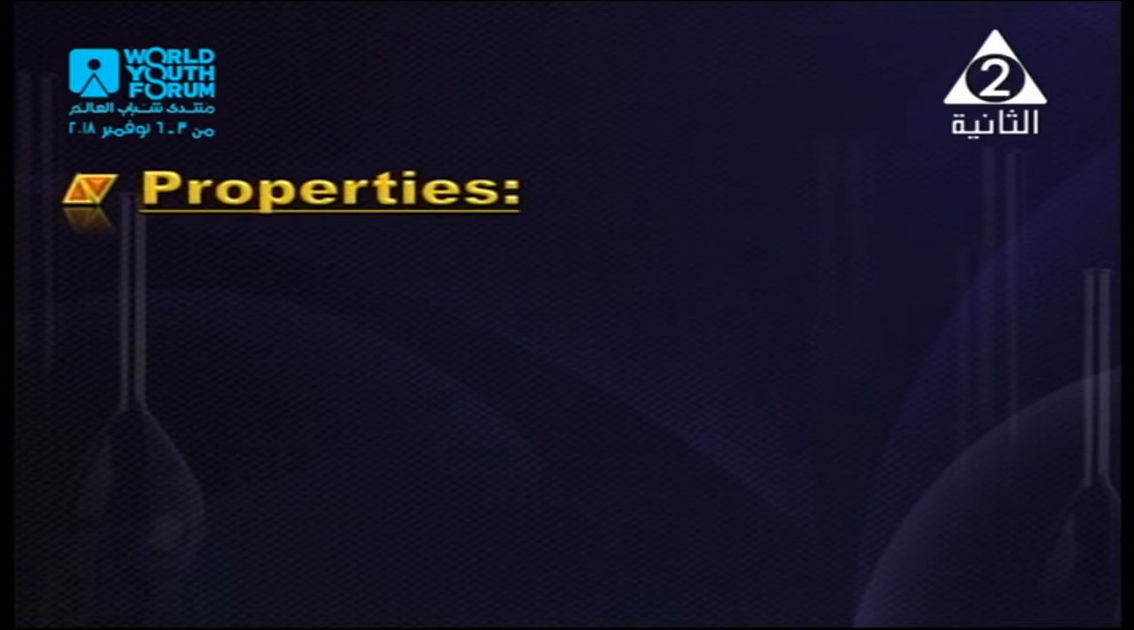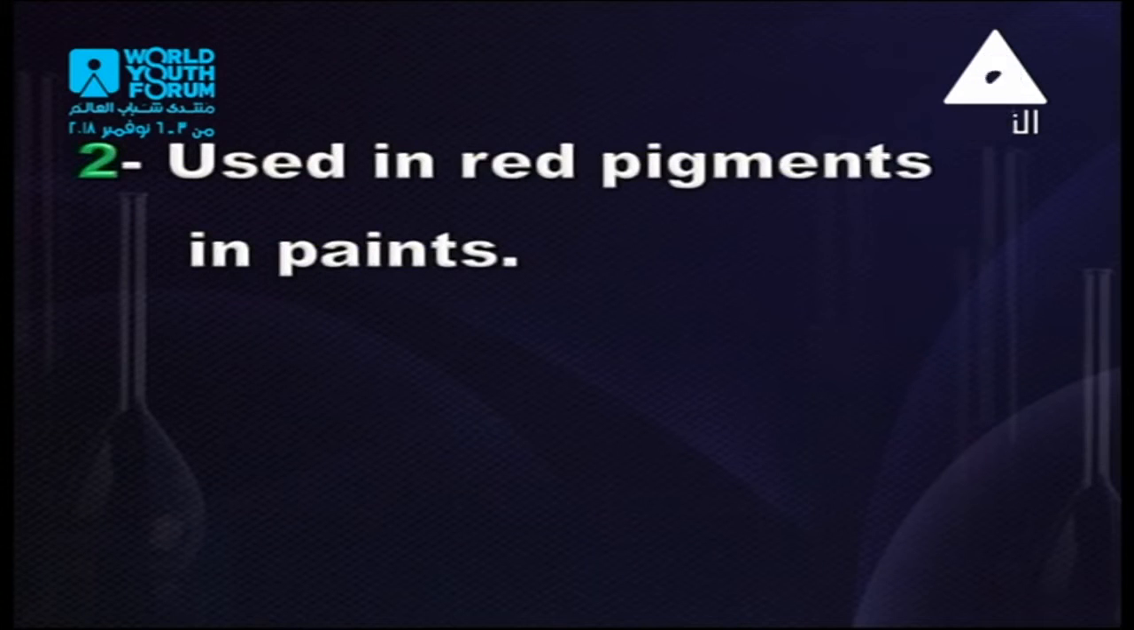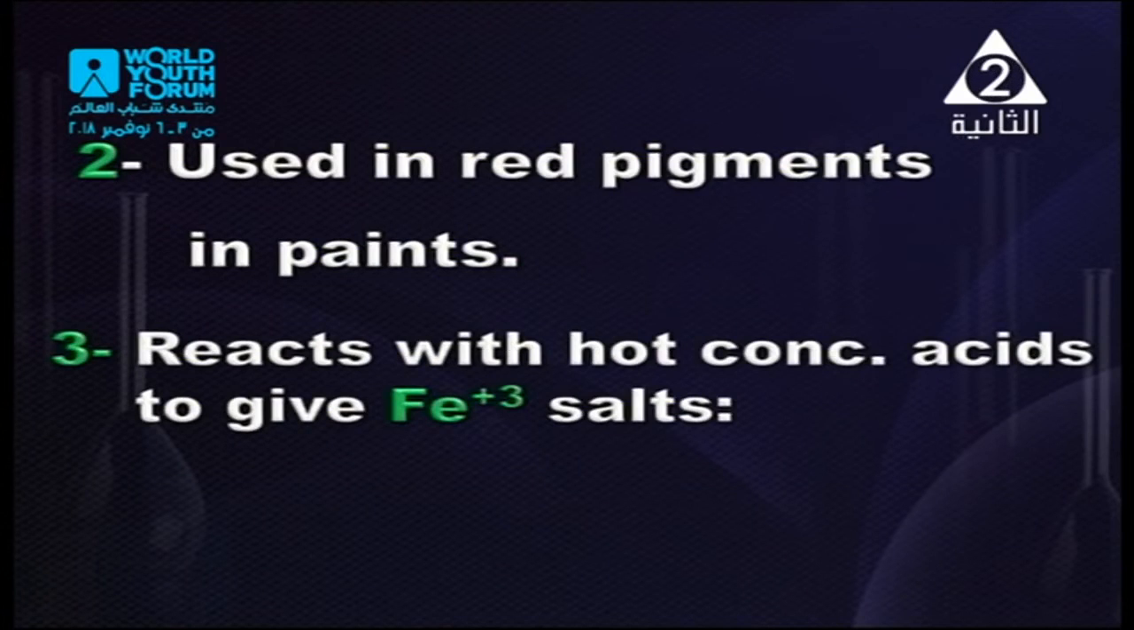Now we are going to discuss the properties of iron 3 oxide. It occurs as hematite and it is insoluble in water. It is used in red pigments in paints and reacts with hot concentrated acid to give iron 3 salts.